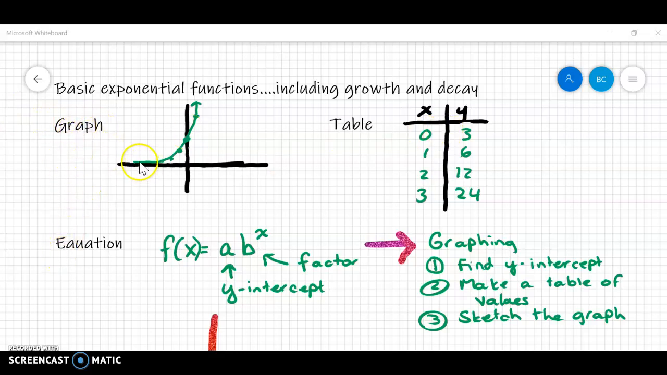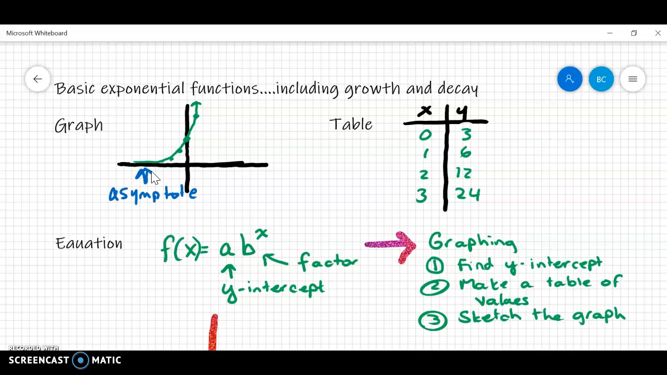So we know that the graph has this exponential increase or decrease, and that on the other end of the graph, on this part right here, we have an asymptote. So recognizing a graph is pretty easy. In the example that I'm going to use throughout this lesson, we're going to look at this table of values.